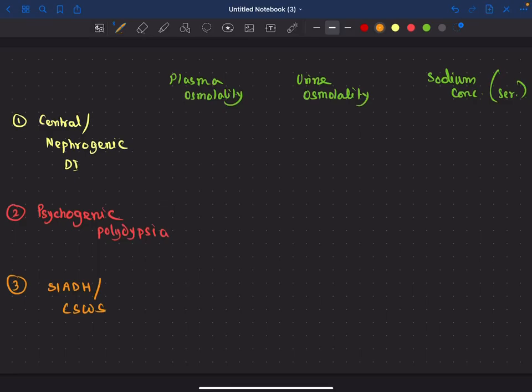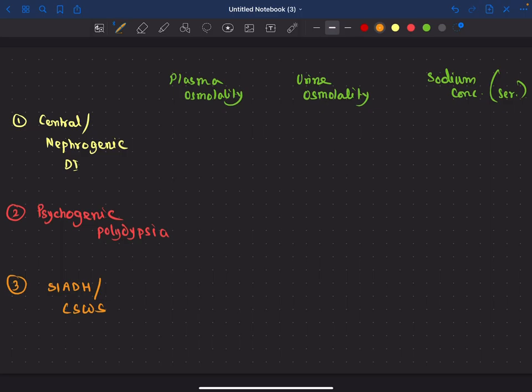Hello everyone, here we will be discussing various changes in the plasma osmolality, urine osmolality and sodium concentration in the various kinds of polydipsia. So first coming into central and nephrogenic diabetes insipidus.